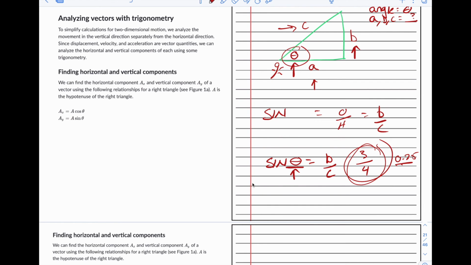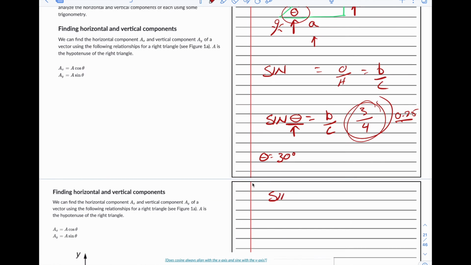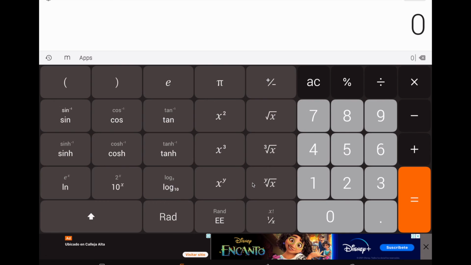So let's flip it around. Let's say that they give you the angle. Let's say that the angle is going to be 30 degrees. So what you would do here is that you would take sine, that's hitting that special button, times 30 will equal, and then they probably wouldn't give you that entire value, and you need to figure out what that value is.